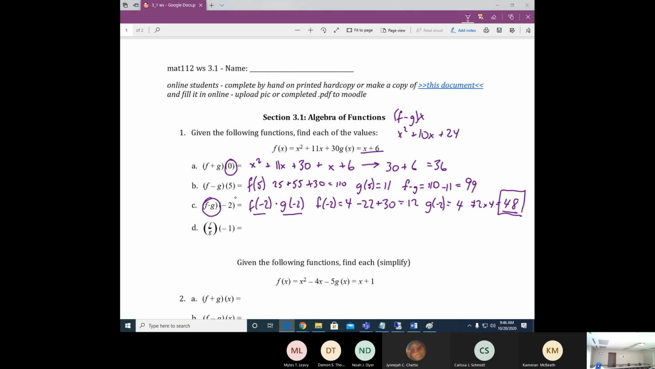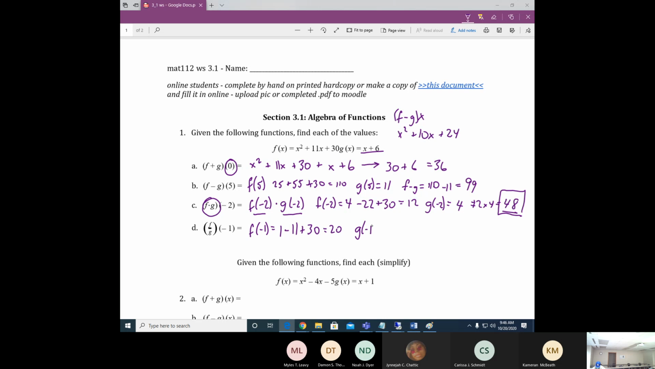Same thing for this one. I don't have to go and algebraically simplify f of x divided by g of x. All I have to do is figure out what is f at -1. Well, f at -1 is -1 squared, which is 1, plus 11 times -1, which would be -11, plus 30. Or 30 minus 10 equals 20.